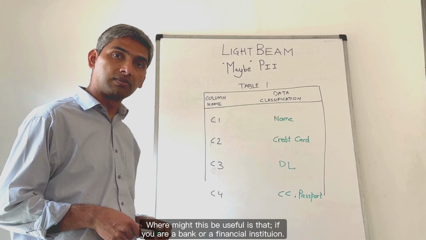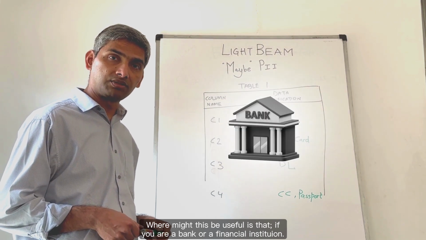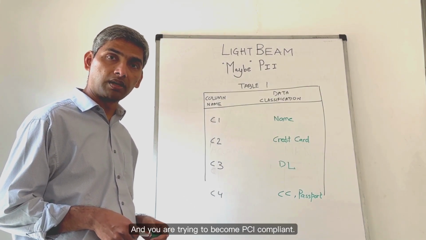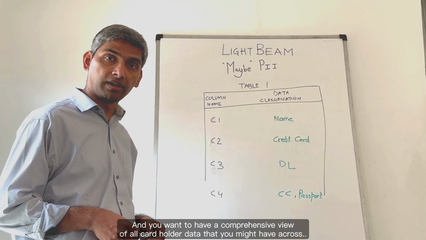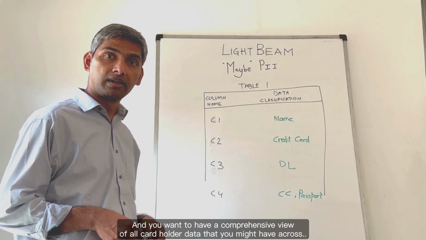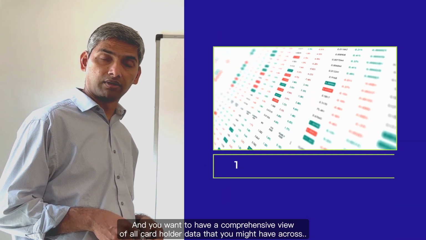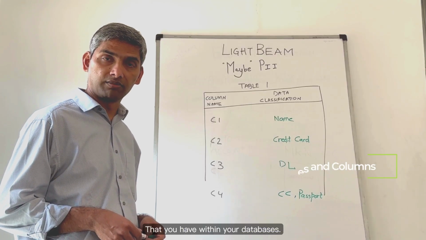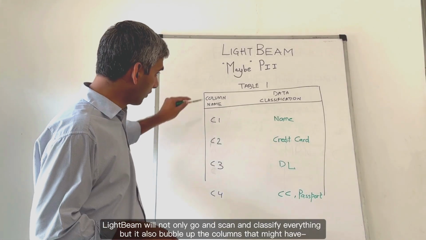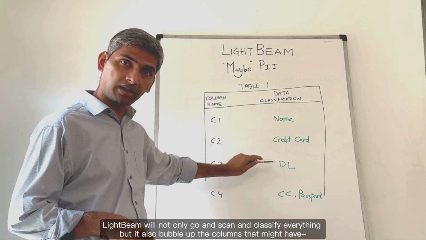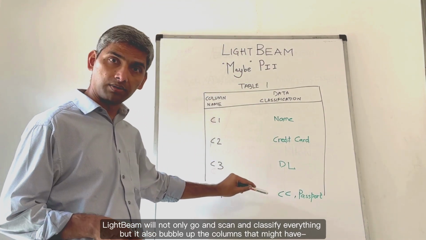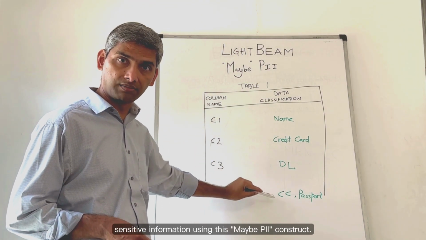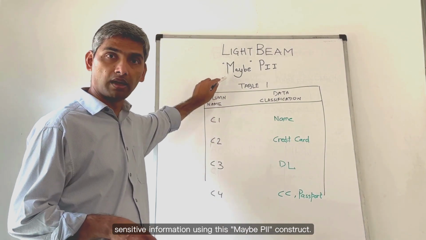Where might this be useful is if you're a bank or a financial institution and you're trying to become PCI compliant, and you want to have a comprehensive view of all cardholder data that you might have across thousands and thousands of tables and millions of columns within your databases. LightBeam will not only scan and classify everything, but it will also bubble up the columns that might have sensitive information using this maybe PII construct.